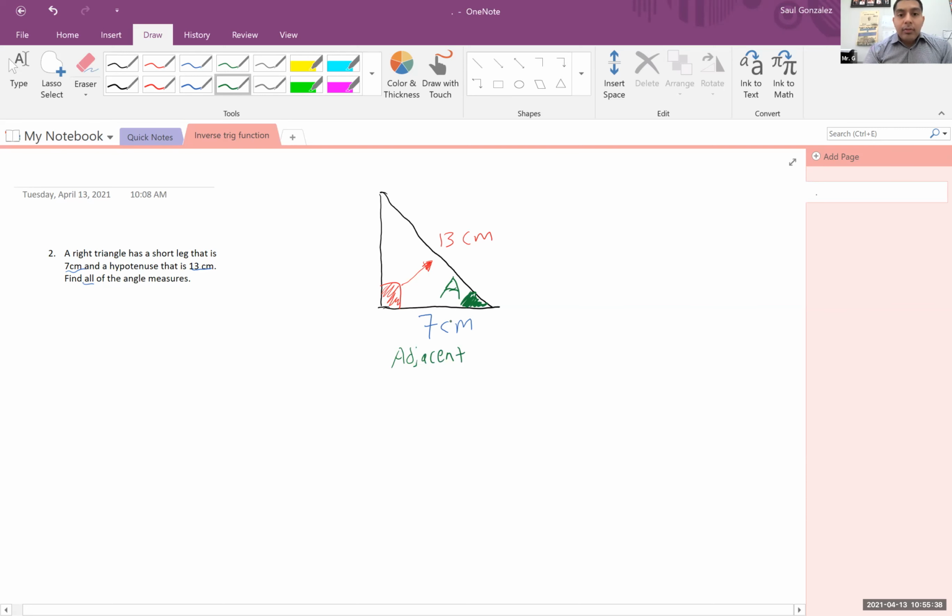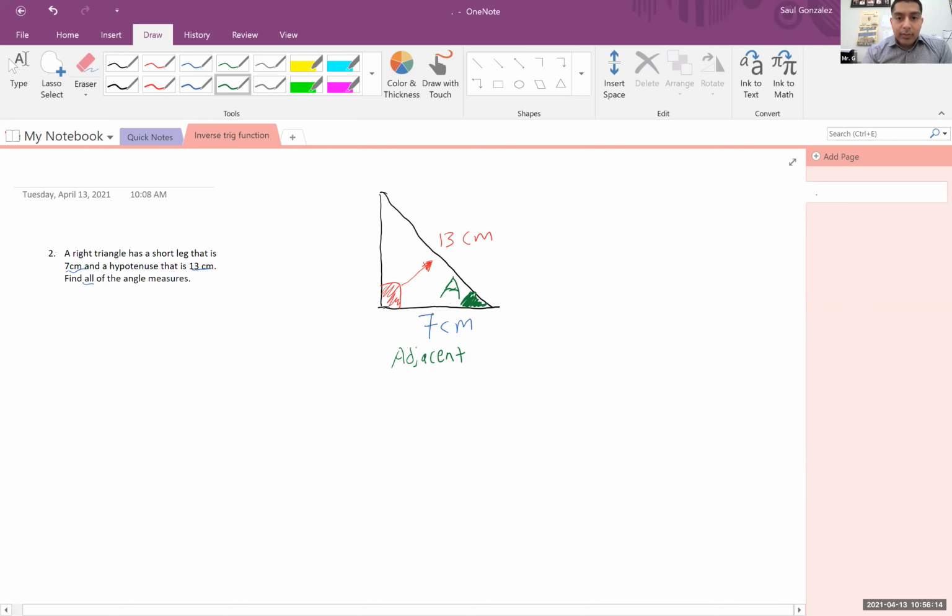Okay. Now, in order for us to find this missing angle, we need to know at least two sides, which we do. And then we can use what is called the inverse trig functions. So we need to see which trig function relates the adjacent side with the hypotenuse. So pause the video, look at your notes, analyze your notes, and determine which trig ratio we need to figure out this problem.